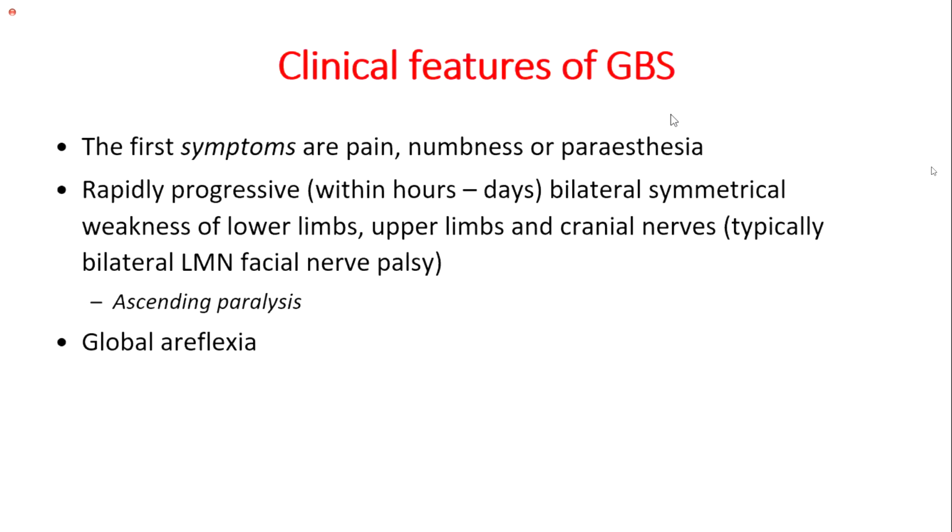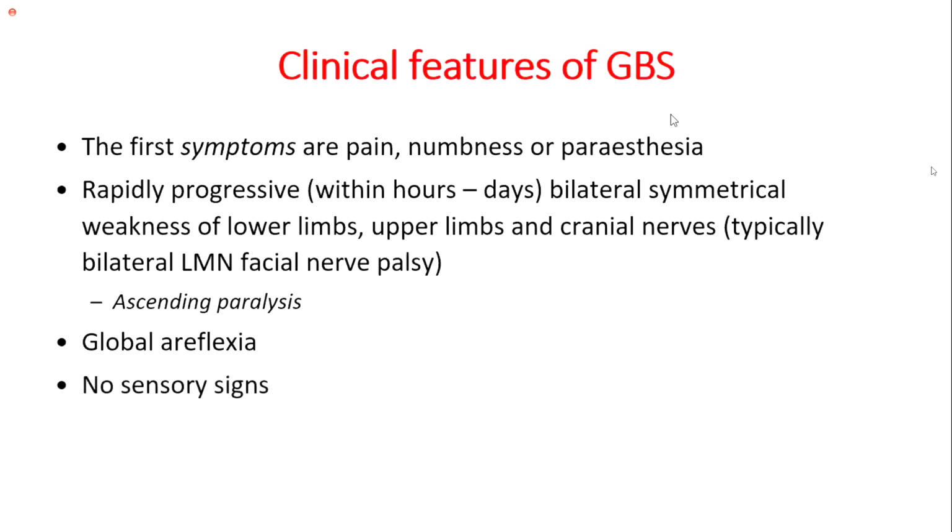But what we see in Guillain-Barré is that when the upper limbs are not affected, when the muscle power is normal, still the reflexes are absent. That is why we say global areflexia. So at any stage that you see the patient, even if the patient comes with lower limb weakness and the upper limbs are normal at the point you are seeing, still the upper limb reflexes will be absent. So all the reflexes in the patient will be absent. That is what we mean by global areflexia. So that is a characteristic feature of Guillain-Barré.